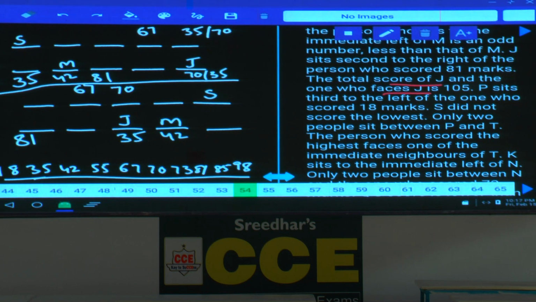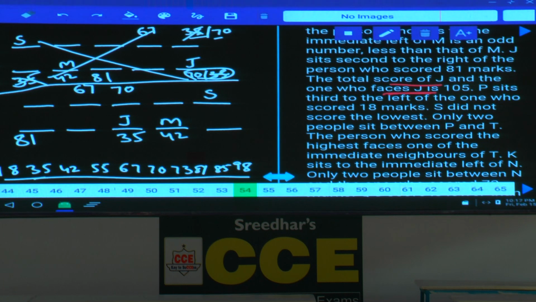Then now J. The total score of J and the one who faces J is 105. Now here 35 is here, or 70 will be here. Here also 35 or 70 is here. This is the only possibility. Out of which, can we have 35 at this place? No. Why? Because 35 is already at this place. As 35 is here, 35 cannot be in these two places, and this case is completely ruled out. Now we are left with only one case.